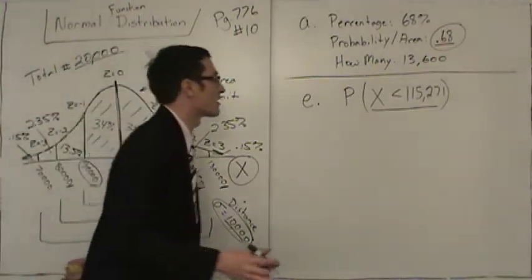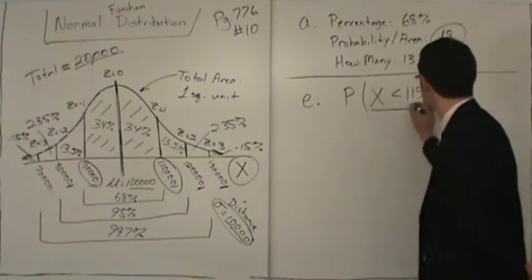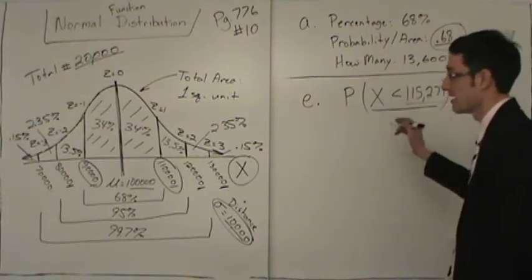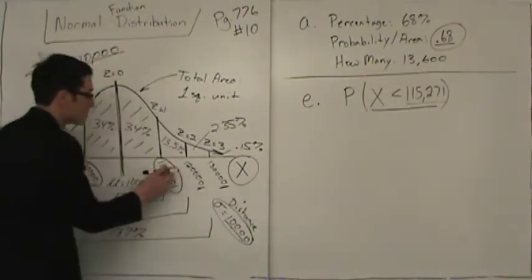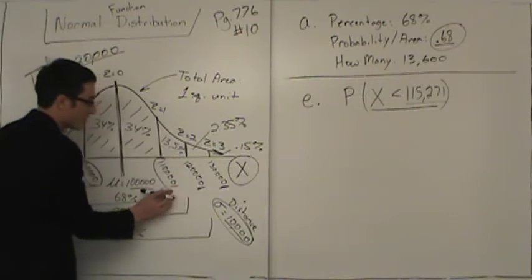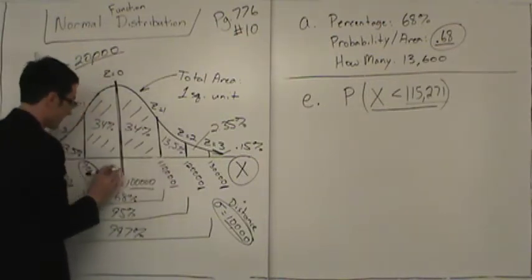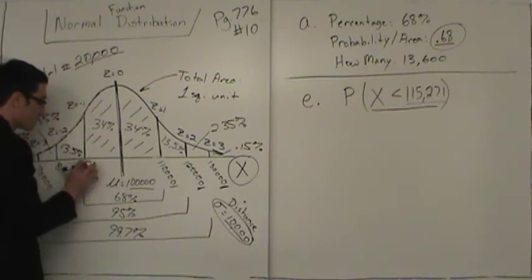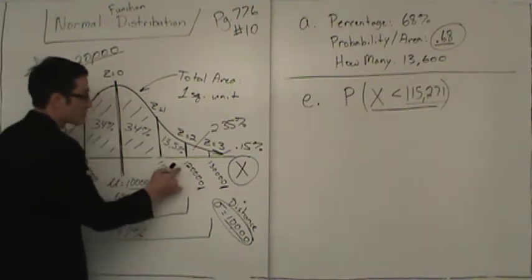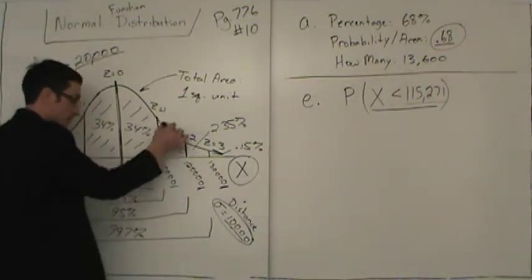My question is, where does 115,271 lie? Okay. Hopefully you guys say 115,271 X value would be between, here it is. Okay, so you're going to have to pay a little closer attention in this one. Between what? Between 100,000 and 120, somewhere right here.